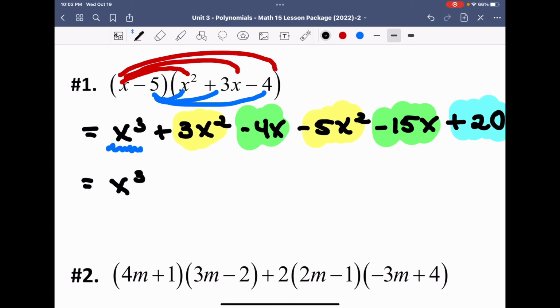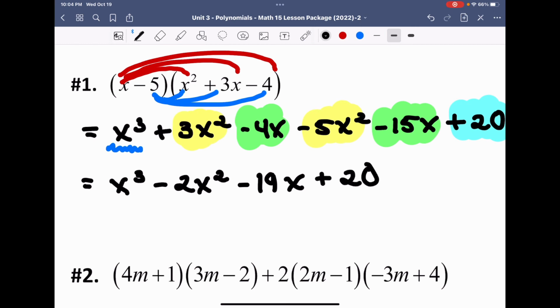Now I go down the line and I say, how many x squareds do I have? 3 minus 5, that's negative 2x squared. I then go to my x terms and I say negative 4 and negative 15 come together to make negative 19x. And then finally I look at my constant terms and there's only a plus 20.